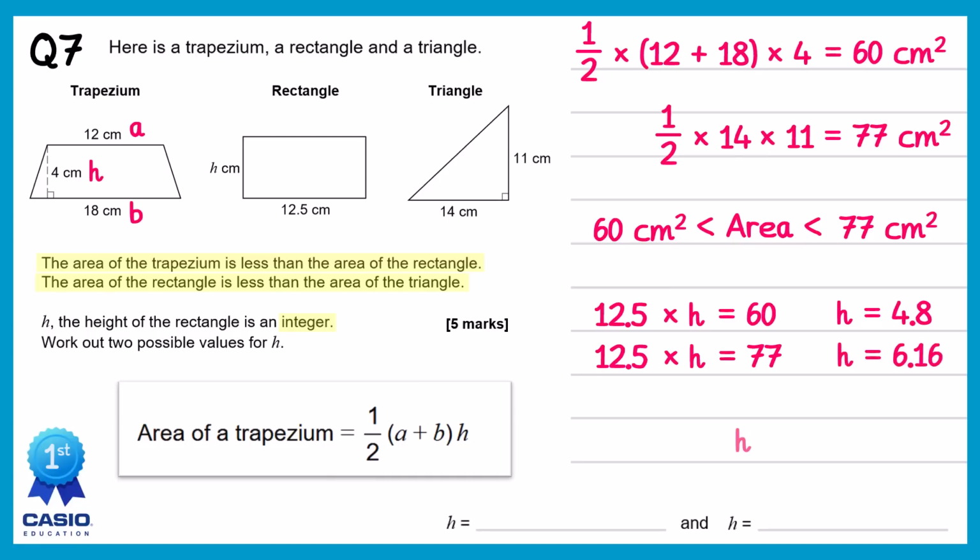This means that h must be in between 4.8 and 6.16. But remember we were told that h is an integer, which means a whole number, so it needs to be a whole number that's in between those two numbers. The only two whole numbers in between those are 5 and 6, so they must be the answers.